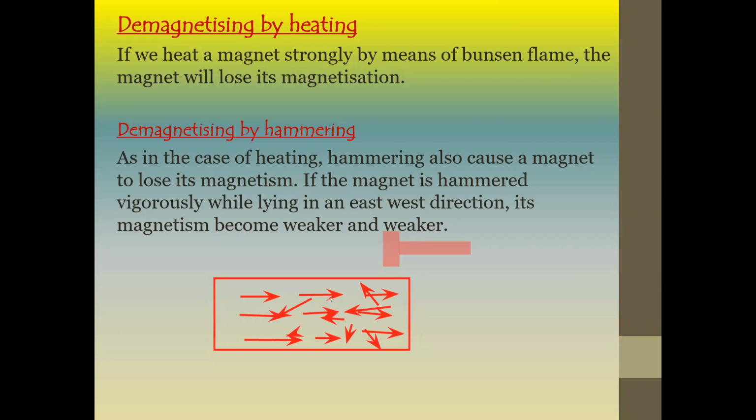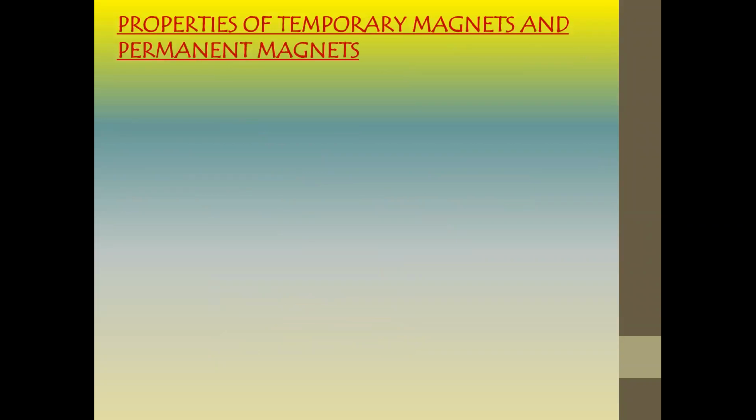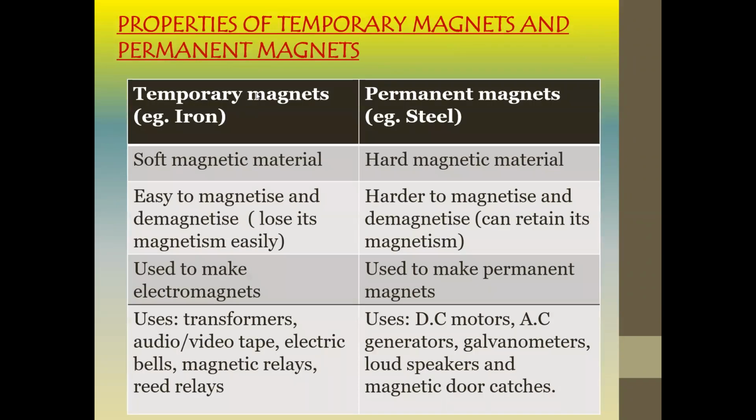So if we want to magnetize, we want to arrange the domains. If we want to demagnetize, we have to disturb the alignment of the domains. So this was about the material as a temporary magnet, like the properties of the temporary magnet and permanent magnet. Soft magnetic materials are also called temporary magnets. Steel is a hard magnetic material.